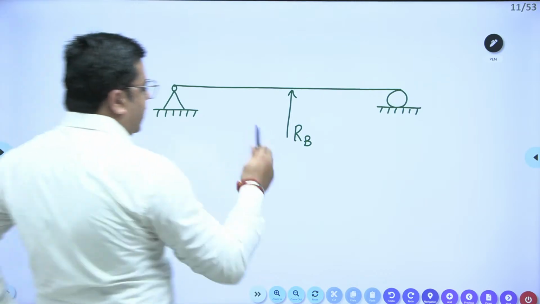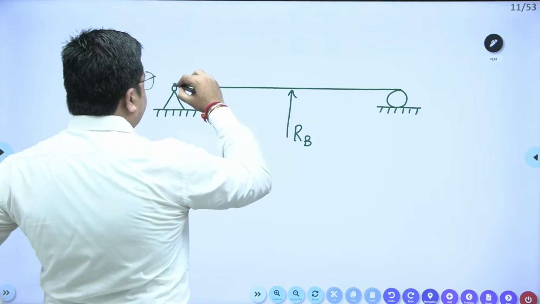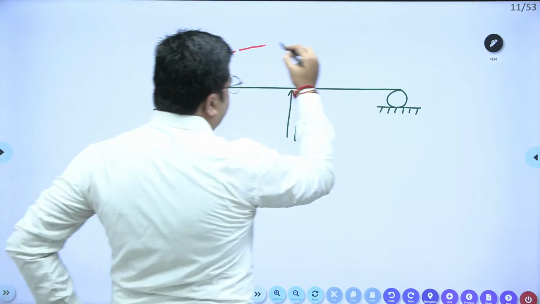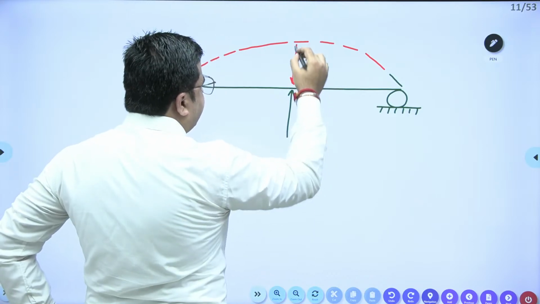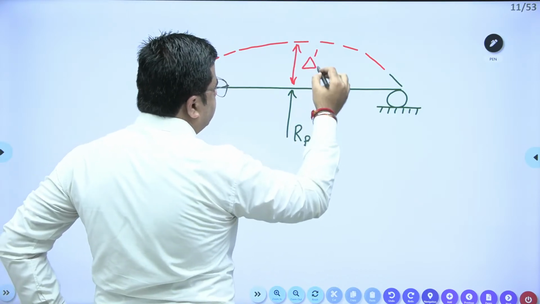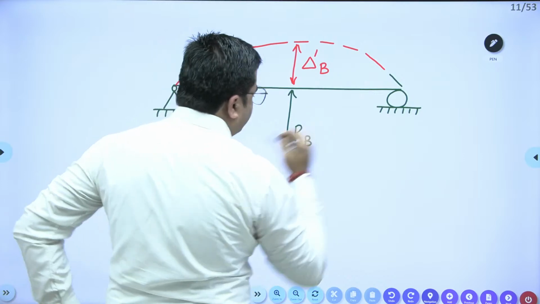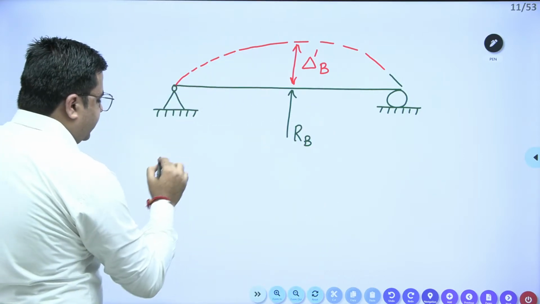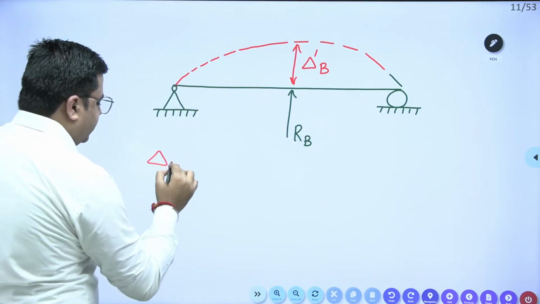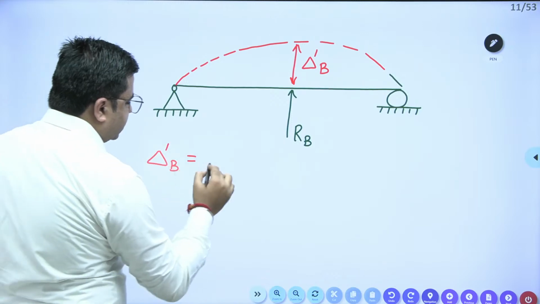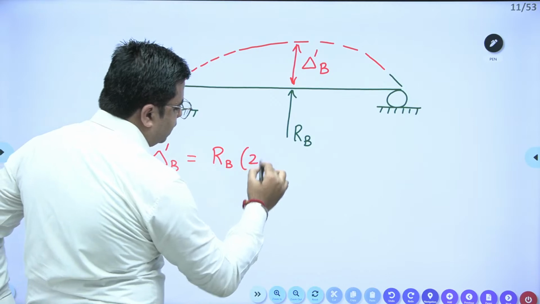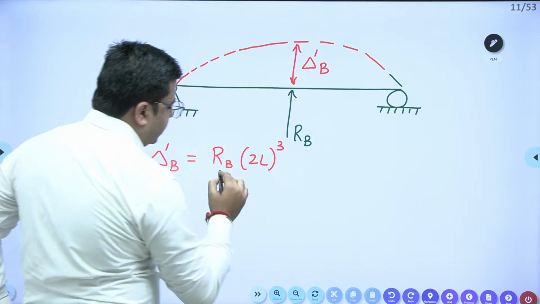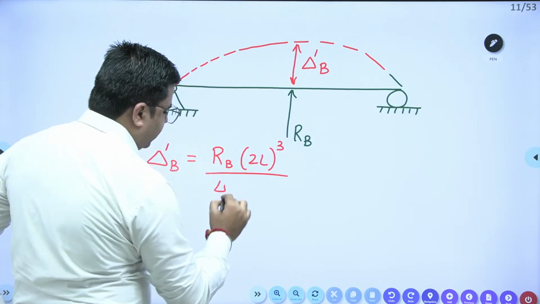So due to this RB, we are going to have the deflection of the beam in the upward direction like this. So this is my delta dash B due to RB. Delta dash B due to RB is RB into L, that is 2L raised to the power 3, divided by 48 EI.